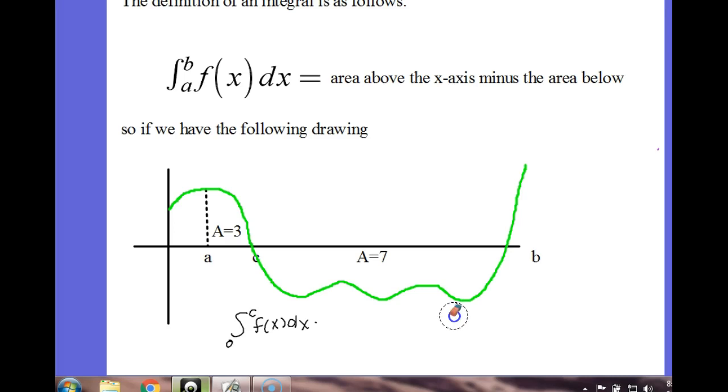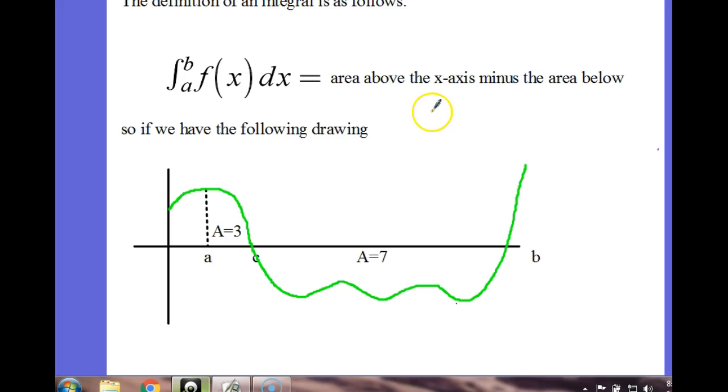You have a given graph. And basically what we want to do is talk about the definition of an integral, from a to b of f of x dx, where the area above the x-axis is minus the area below. So if you have the following drawing, where from here to there the area is 3, and from here to there the area is 7, the value of the integral would be -4.